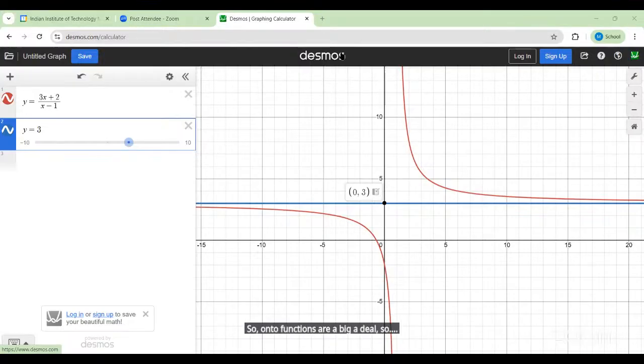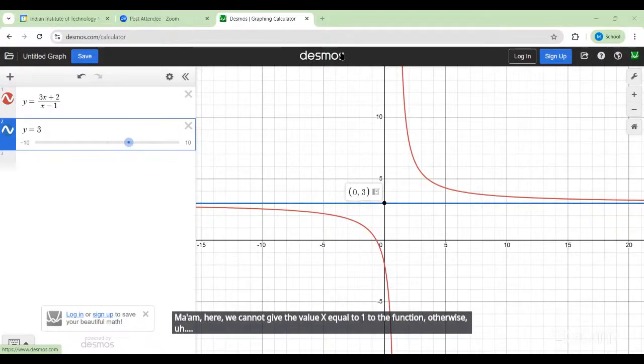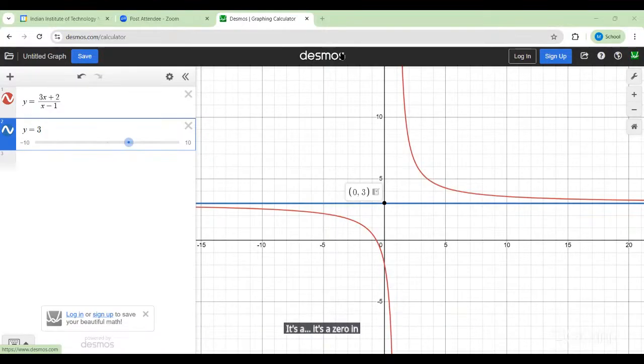Ma'am, one more question. Like we have this function 3x plus 2 upon x minus 1. Here we cannot give the value x equal to 1 to the function, otherwise the denominator is 0. Yeah, the domain is obviously real numbers minus 1, so you cannot give the value one. But the thing is, we cannot get y equal to 3 by substituting any value of x in this function. Okay, I hope that's clear.